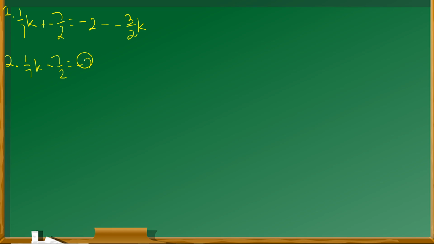On the right side, you will have negative 2. Those two negatives right here will come down as a positive, and then you're going to have 3 halves of k. At the next stage, observe you have fractions. We don't like fractions, they're complicated. You're going to multiply by the LCM of the bottoms of the 7, the 2, and the 2.